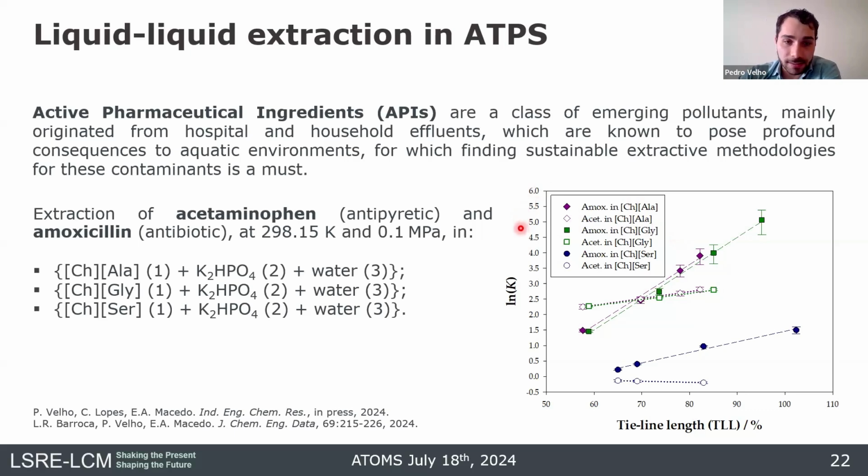In this plot, you can see the results for the extraction of acetaminophen, or paracetamol, which is an antipyretic, and amoxicillin, which is an antibiotic, using aqueous two-phase systems based on choline amino acid ionic liquids. Here you have the natural logarithm of the partition coefficients, so the ratio of concentration of this API in the top and bottom phase. Amoxicillin, for example, was really well extracted using these systems, so choline amino acid ionic liquids could pose a very interesting way of extracting APIs from waters.